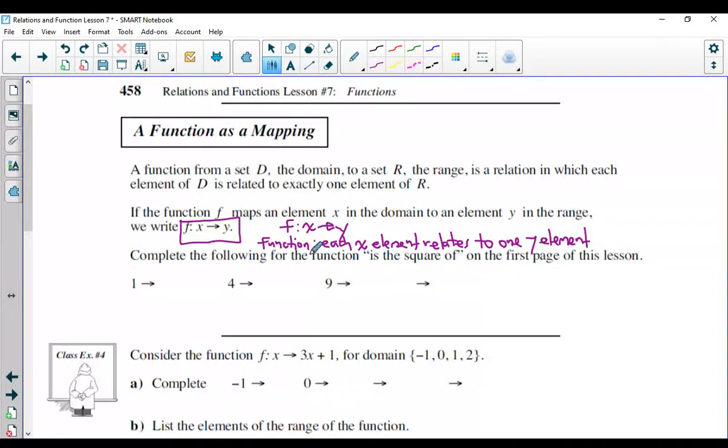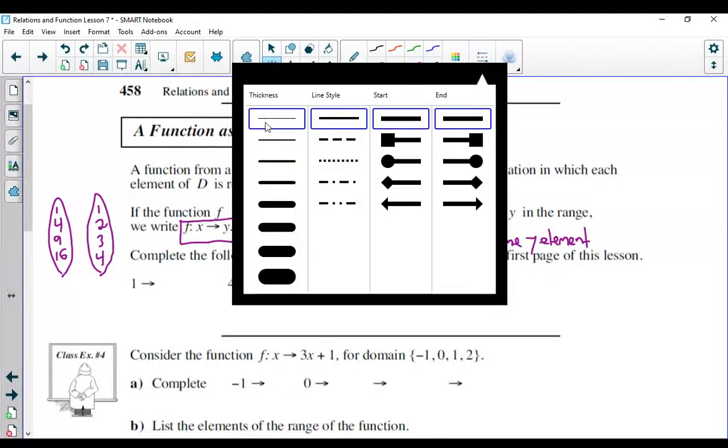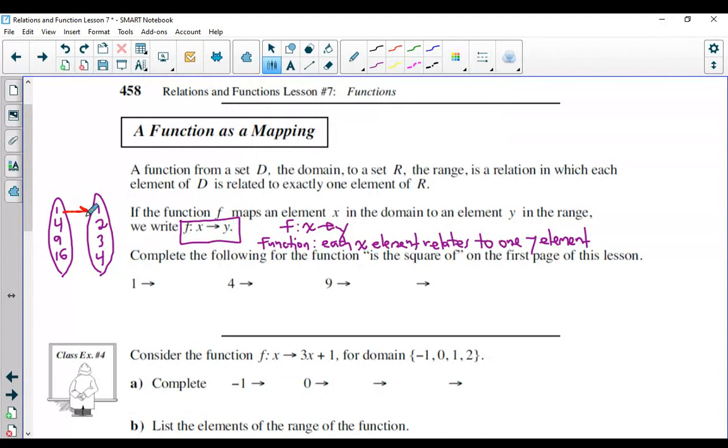Okay, it says complete the following for the relation of is the square of, on the first page of the lesson. That was the one where we had a mapping diagram. I'll quickly sketch it so you don't have to go back. We've got this oval with 1, 4, 9, and 16, and another with 1, 2, 3, and 4. And if we drew our arrows, they all just went straight across.